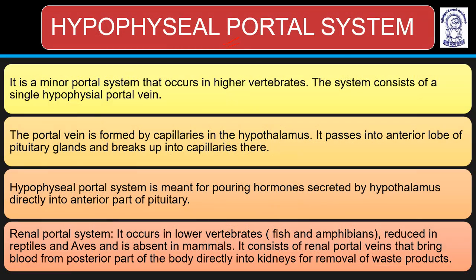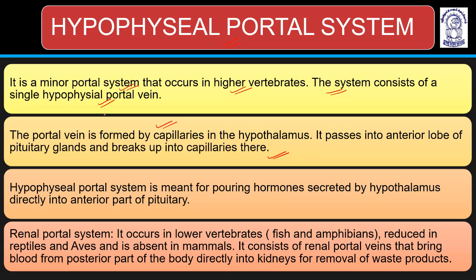Now comes the hypophyseal portal system. What is the hypophyseal portal system? It is a minor portal system that occurs mainly in higher vertebrates. The system consists of a single hypophyseal portal vein. The portal vein is formed by the capillaries in the hypothalamus, and it passes into the anterior lobe of the pituitary gland and breaks up into capillaries there.